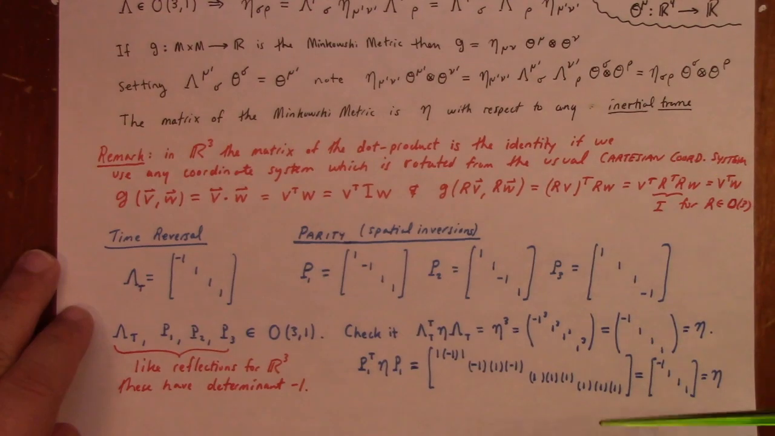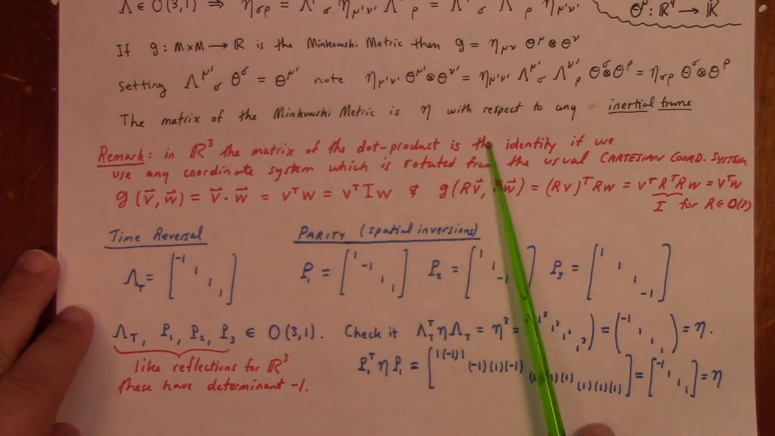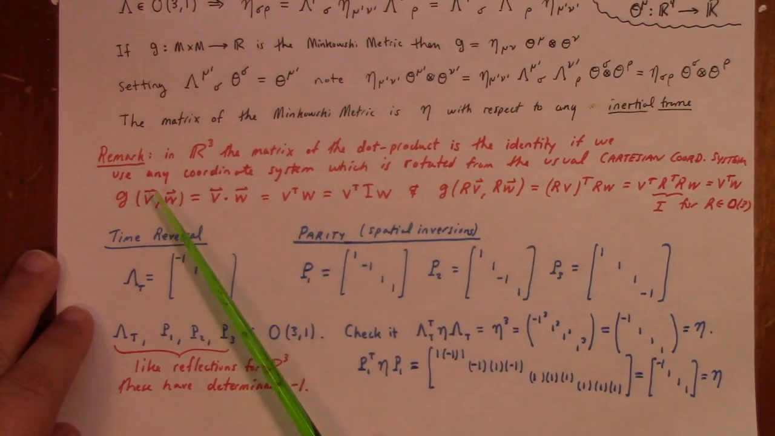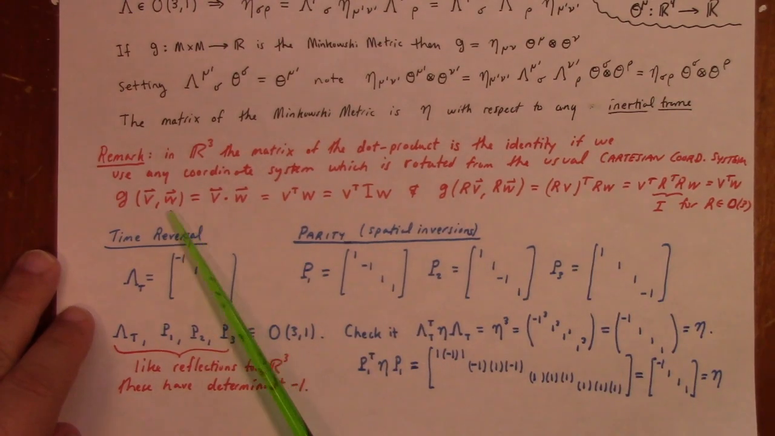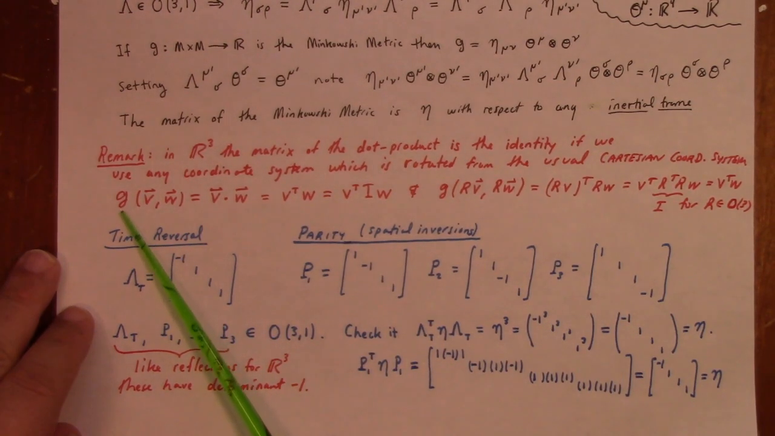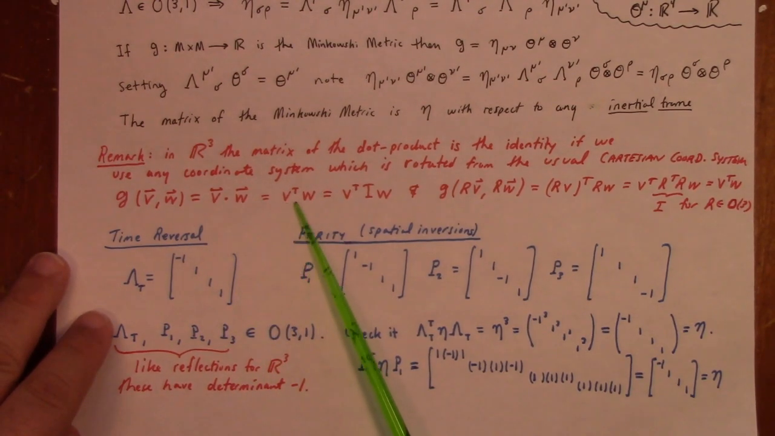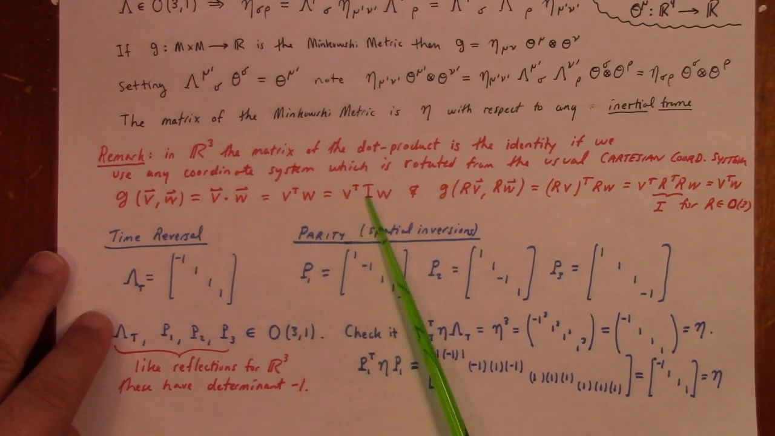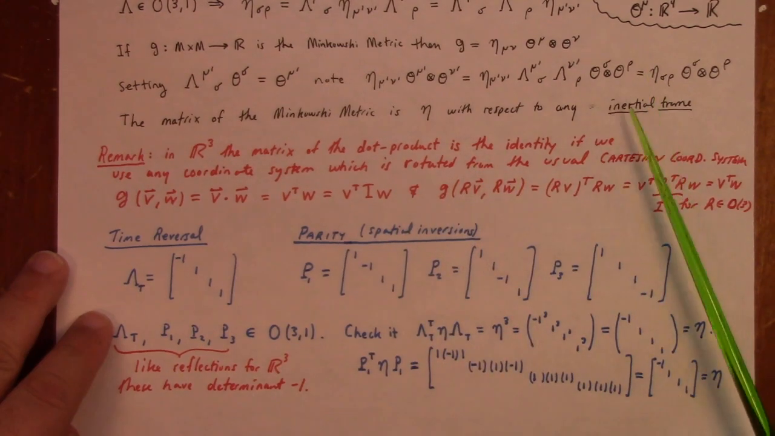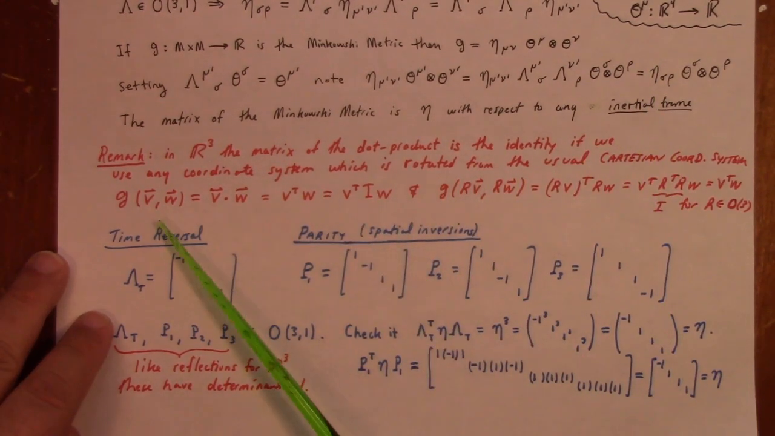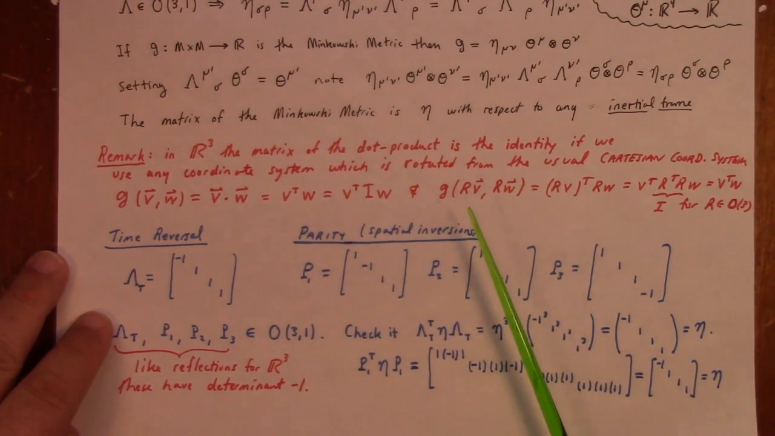All right, so anyway, just a remark: in R3, the matrix of the dot product is the identity matrix. If we use any coordinate system which is rotated from the usual coordinate system, it still works out. So here, if you're talking about the dot product for 3 dimensions, then that formula can be V transpose W. If you put a 3 by 3 identity matrix in there, you get that. So this is the matrix of the dot product, just like eta is the matrix of the Minkowski product.